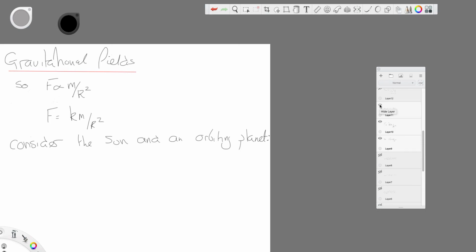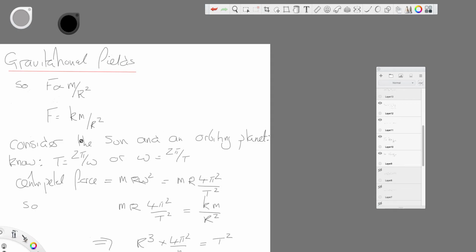Now, let's take the Sun and some orbiting planet. They're moving in circular motion. We know that the period is 2π over ω, so ω is 2π over T. You've seen all this before with circular motion. The centripetal force we know is mrω², which if we put our ω in and square it, we get mr 4π² over T².